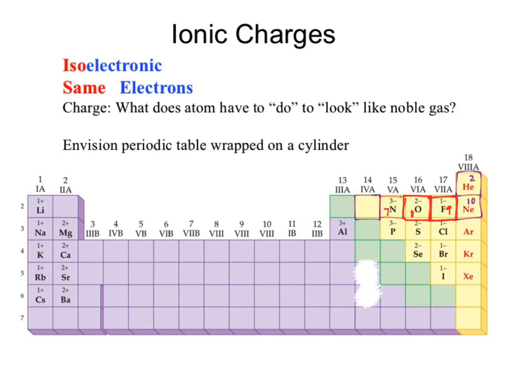What's that next element? Notice it's not on the list to memorize. I wonder why that is. It's carbon with how many electrons? 6. To look like neon, what does it need to do? Gain 4. To look like helium? Lose 4. Which is easier?